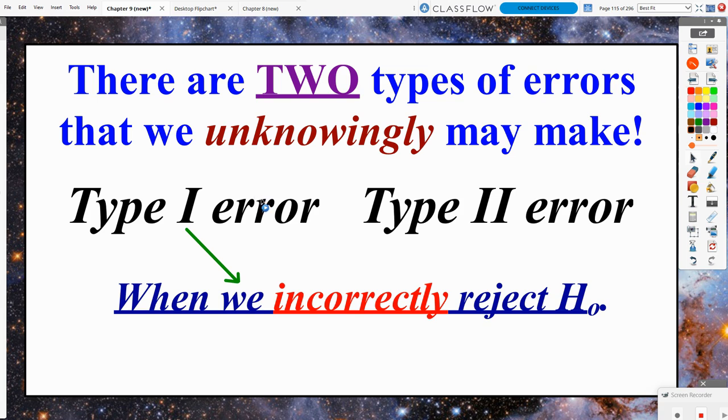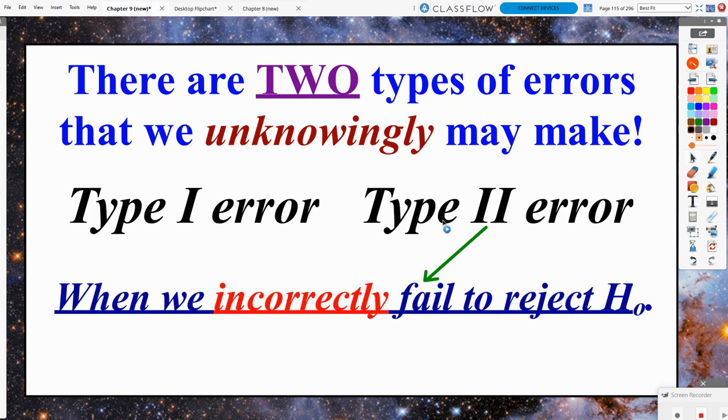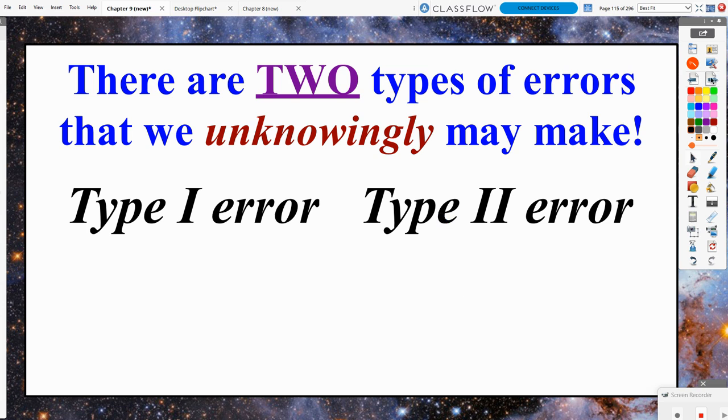Well, a type 2 error is going to be very similar. It's when we incorrectly fail to reject the null hypothesis. So notice in both type 1 and type 2 errors, we are incorrectly making a decision here. Type 1 is when we incorrectly reject the null hypothesis, and a type 2 is when we incorrectly fail to reject the null hypothesis, and we really should have rejected it in the end.